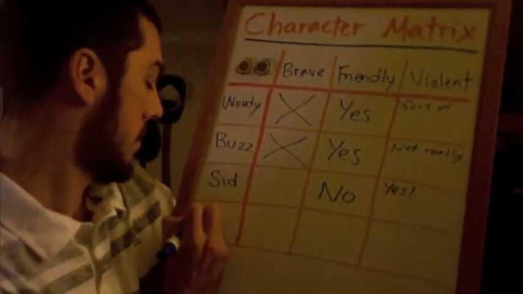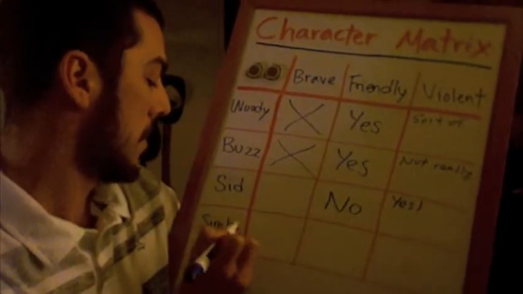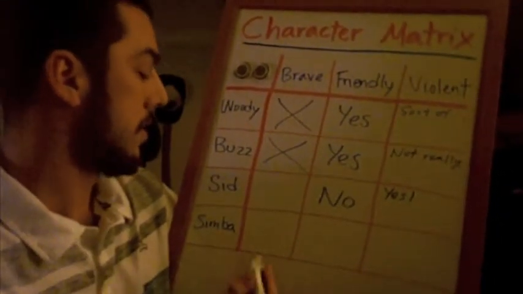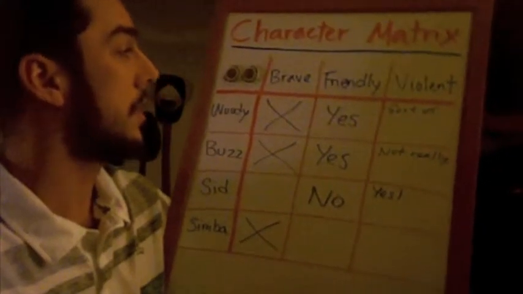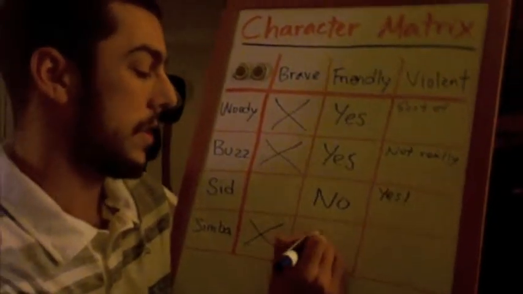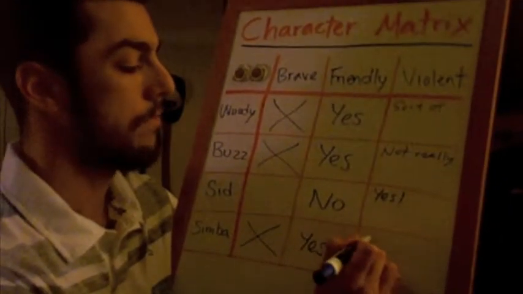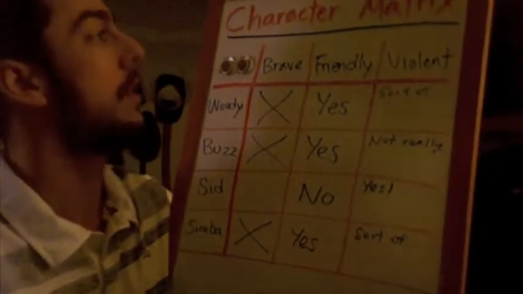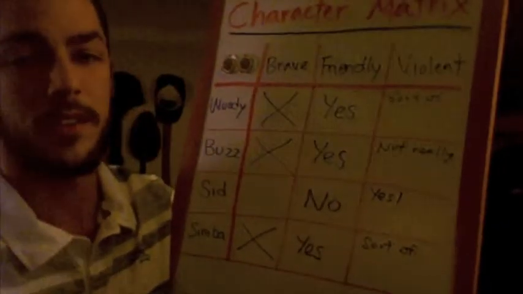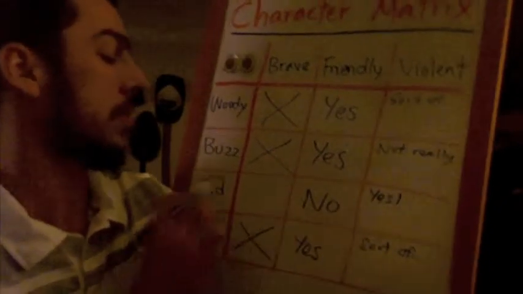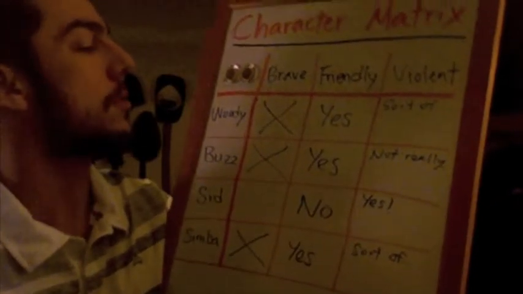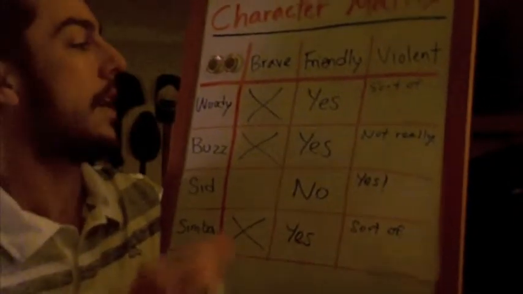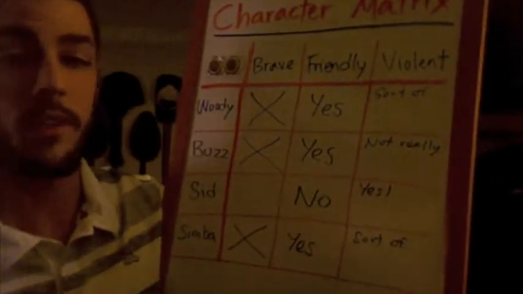We could include a character from another movie. So, say we want to have Simba. We're going to compare Simba from The Lion King with these characters. So, is Simba brave? I would say yes, Simba is brave, especially in the end. Is he friendly? I would say yes, he's friendly. And is he violent? Again, I would say he's sort of violent. He's a lion after all, and he did have to go up against Scar, but in the end he's not violent in the way that Scar is, or in the way that Sid is. So this is a great way for students to be able to see visually and physically how characters compare and contrast in a story or in different stories.